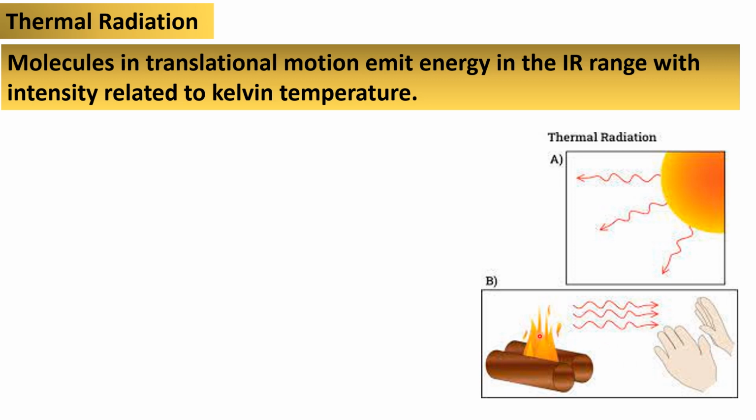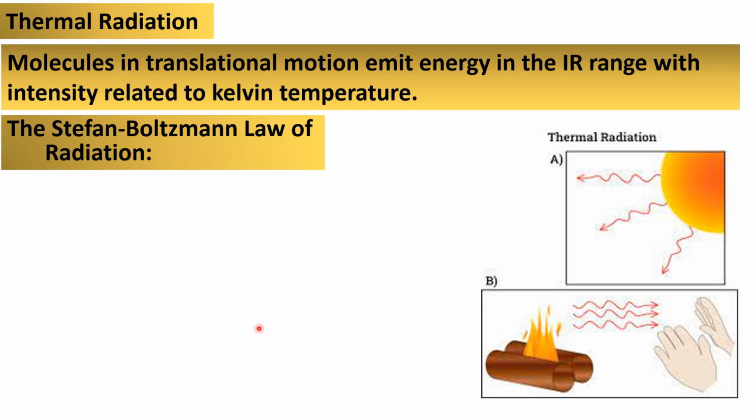For example, in this diagram, we are able to feel the warmth coming from these burning logs because the energy being emitted, the infrared radiation emitted by this body, is transmitted to our hands via what we call an electromagnetic wave, in particular through infrared radiation. We use the Stefan-Boltzmann law of radiation in order to quantify the amount of thermal energy that's being radiated.